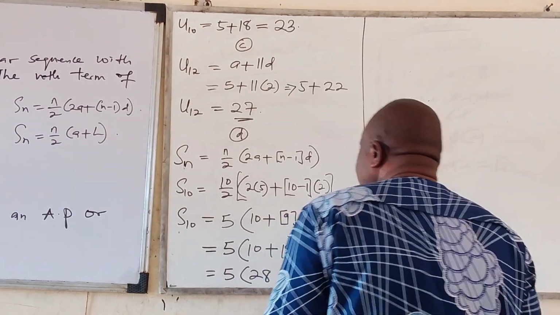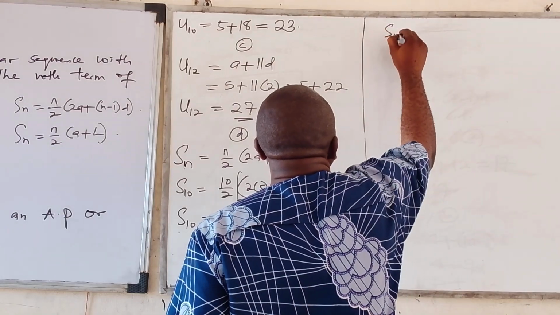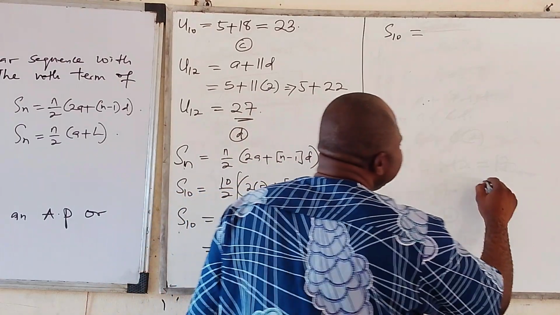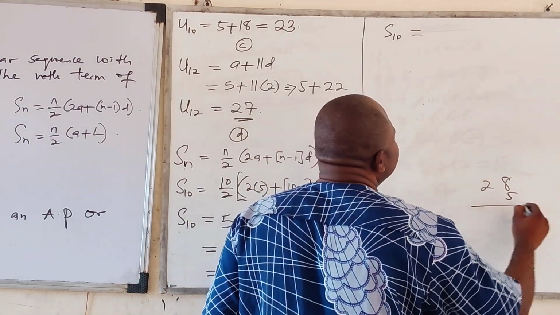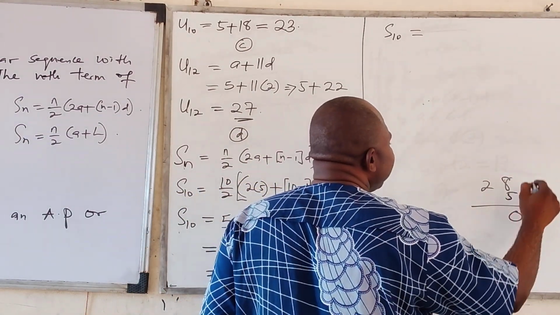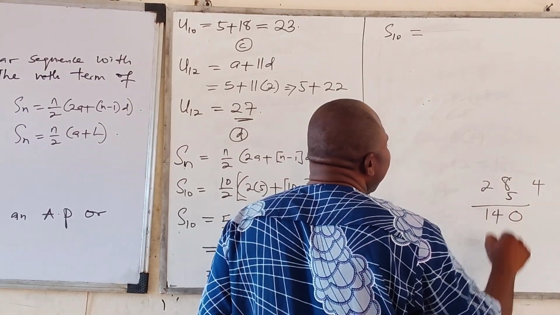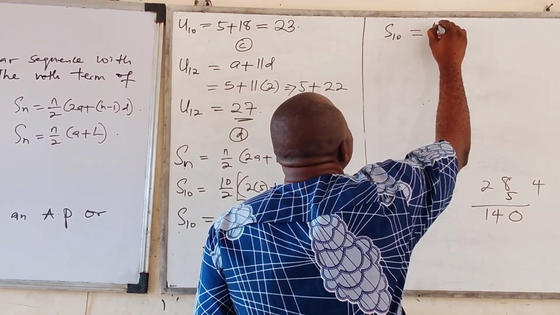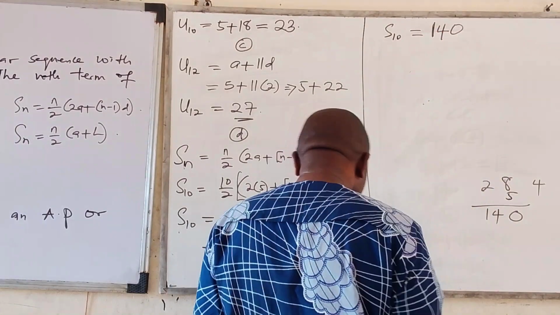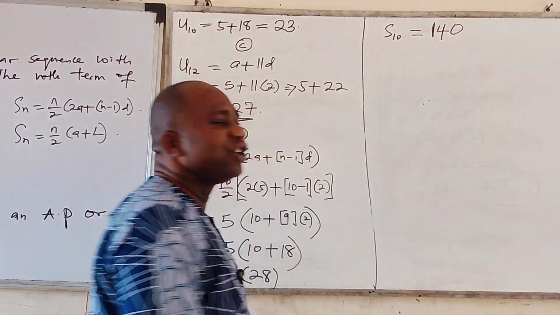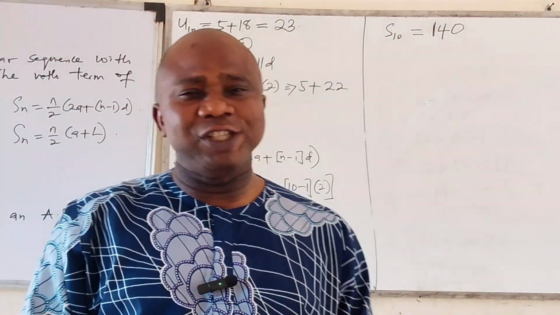So it means in this case, our S10 will be equal to 28 times 5. 5 times 8 is 40, 0, you carry 4. 5 times 2 is 10 plus 4, that will be 14. So here that will be 140. So it therefore implies that the sum of the first 10 terms is 140.